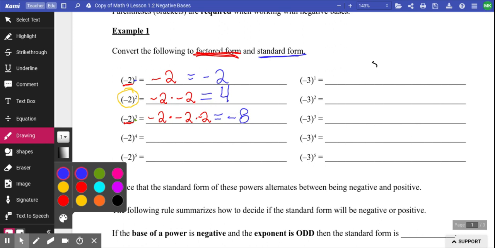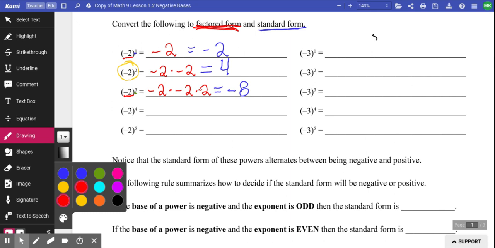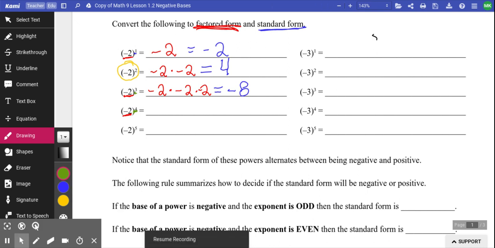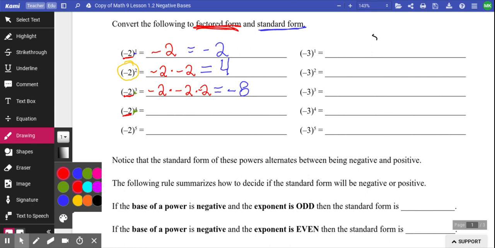Awesome. I want you to try to write the factored form for this next one. So see if you can write out the factored form for this guy. Give it a shot, just so we remember what's happening with these. All right, our factored form should look like this: -2 is the base, times -2, times -2, times -2. I do it 4 times because the exponent was 4.